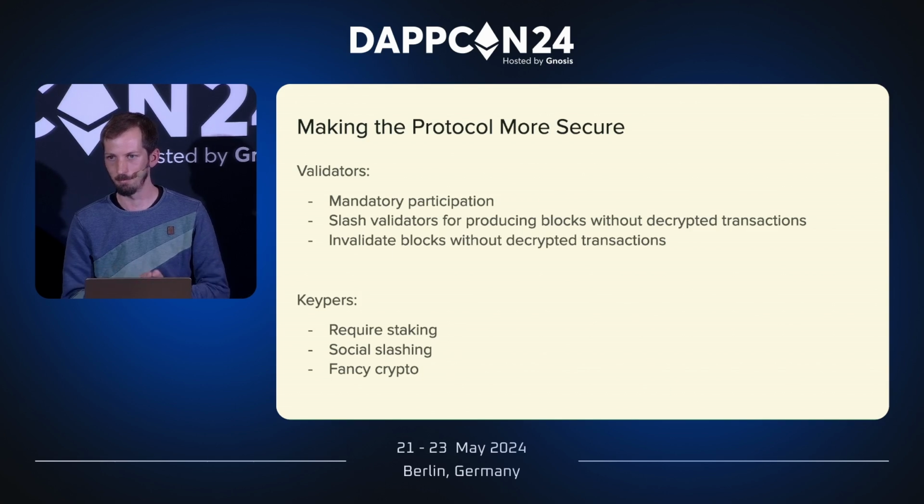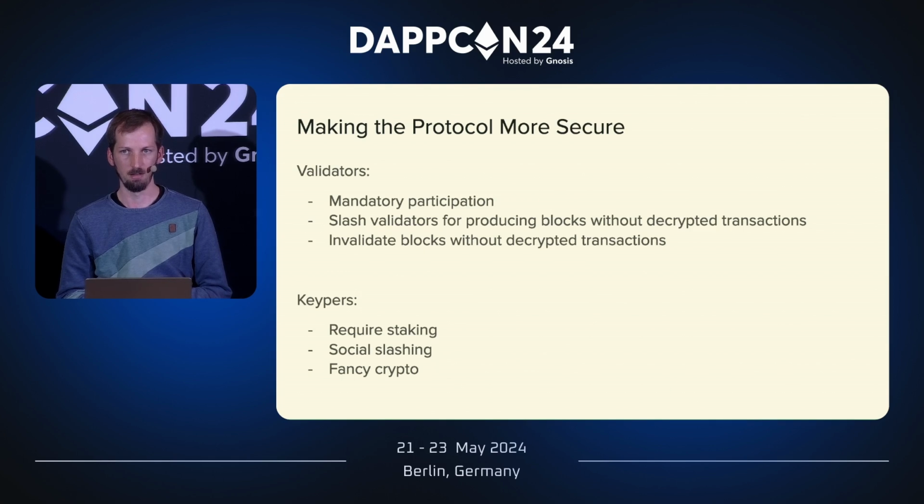Depending, 2 blocks on average. So this is something we can do on the validator side. On the keeper side, we can also require staking. We don't have that at the moment, but probably we'll have that very soon. We can have social slashing. This is what we talked about earlier.